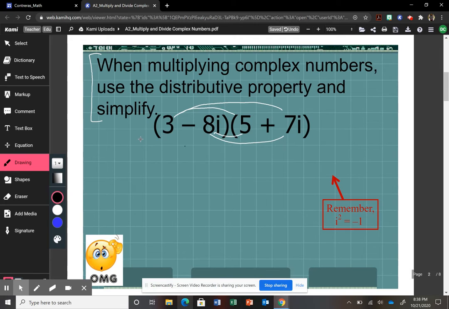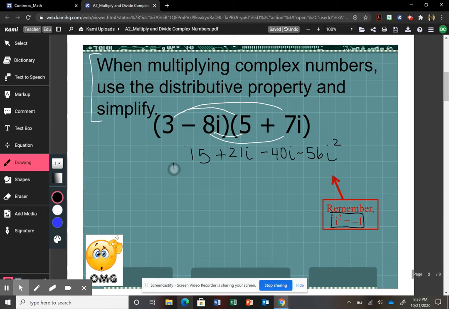So we have here 3 times 5, which is 15. Then we have 3 times a positive 7i, so that is a positive 21i. Okay, then we have a negative 8i times 5 gives us a negative 40i. And then lastly, we have negative 8i times positive 7i, which gives us a negative 56i squared. Okay, so we have to also recall that i squared is equal to negative 1.